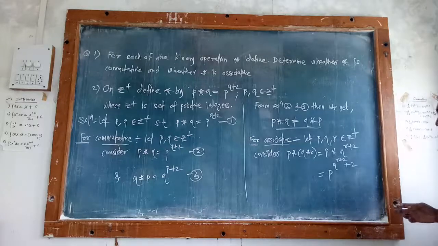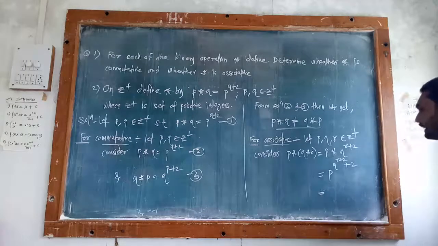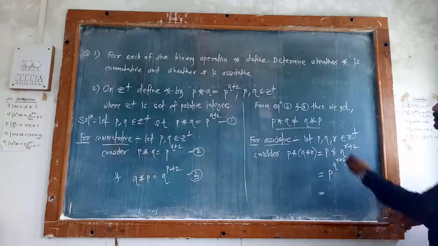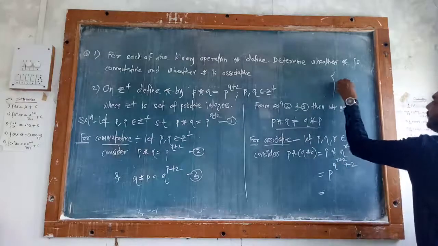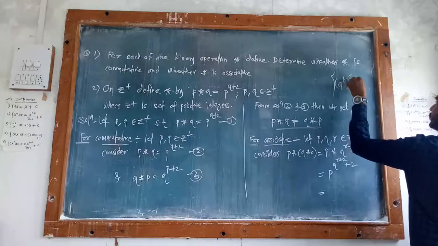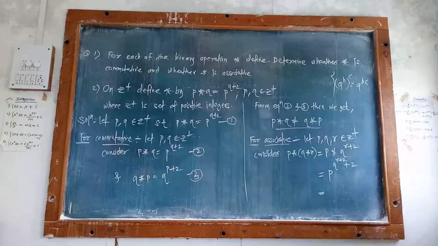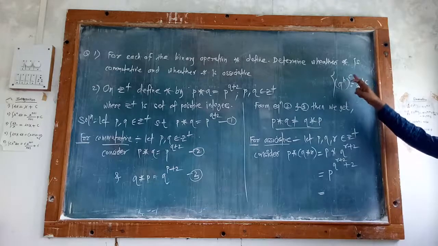So what is your next step? A raised to B raised to C. We know that A raised to B raised to C becomes A raised to B into C. That is your exponential rule.